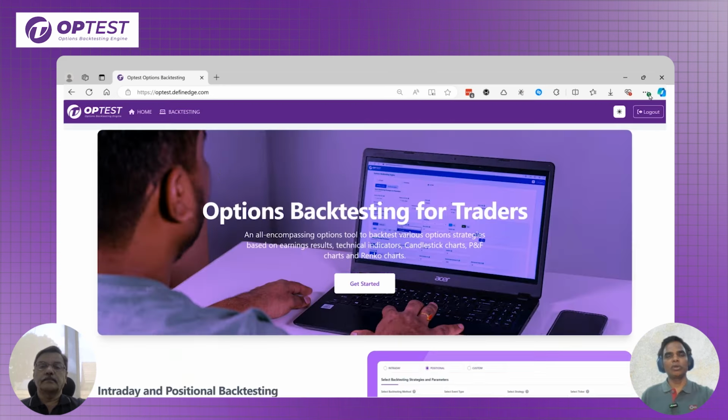And let's also have a look at the backtesting tool itself, and I'll explain those features a little bit in more depth. So we'll go to.